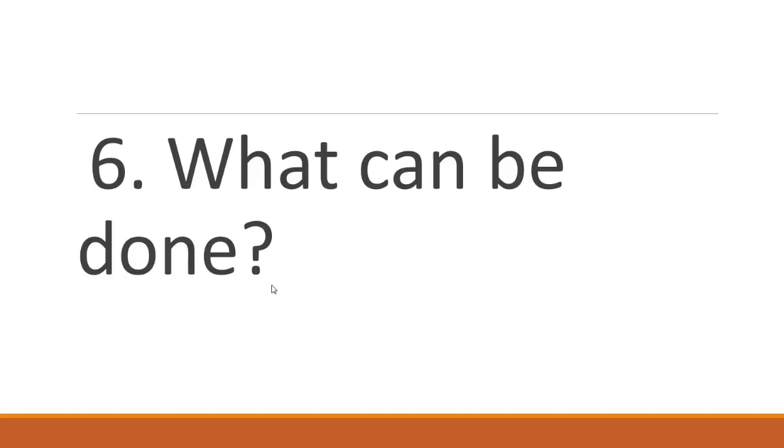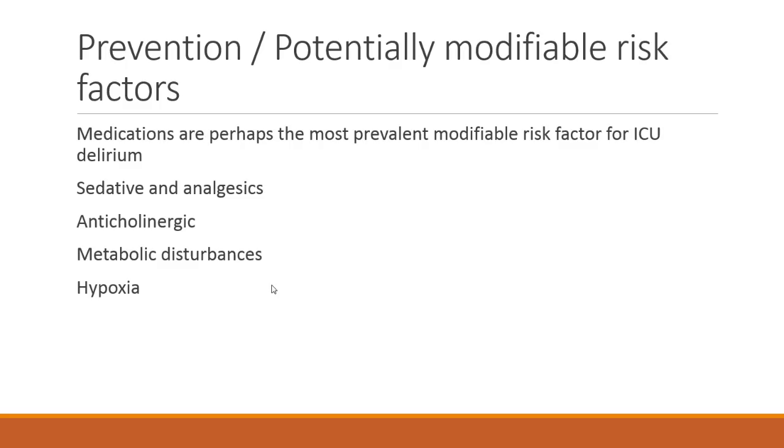So now that we know that delirium is an independent predictor of all of these poor outcomes, the next question that arises is, what can we do about this? These are some of the things that we need to focus on. Prevention is probably key, and we need to work on modifiable risk factors. The things that we probably have a big hand in are medications, sedatives, analgesics, anticholinergics, and to fix metabolic disturbances and avoid hypoxia.